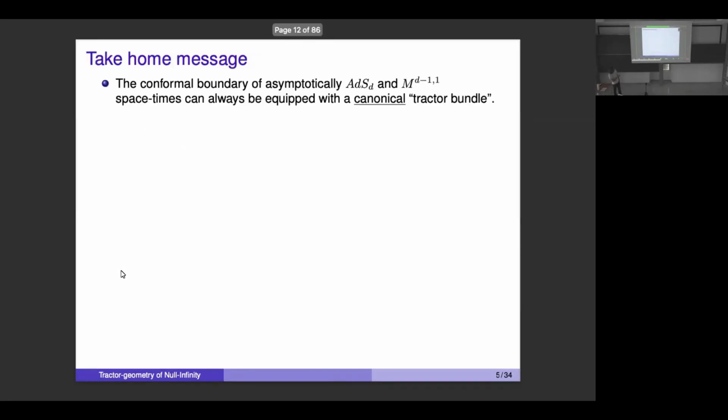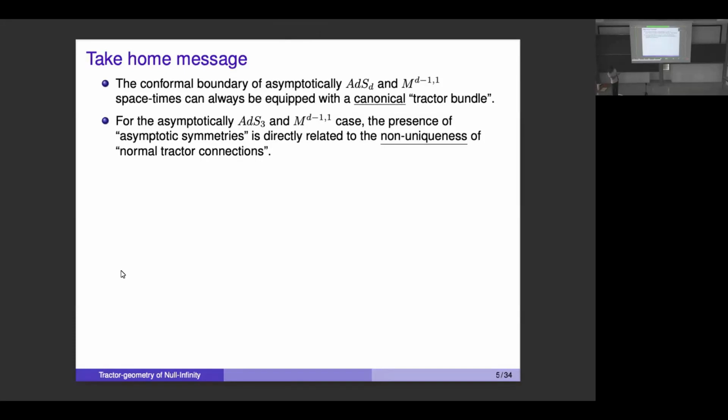About the take-home message, I just want to say this because then if you fall asleep, at least this is the picture you should remember: at the conformal boundary of asymptotically flat spacetimes and asymptotically AdS, there is always such a thing that you can call a tractor bundle, which is canonical. So it's always there, even at the boundary of flat spacetimes.